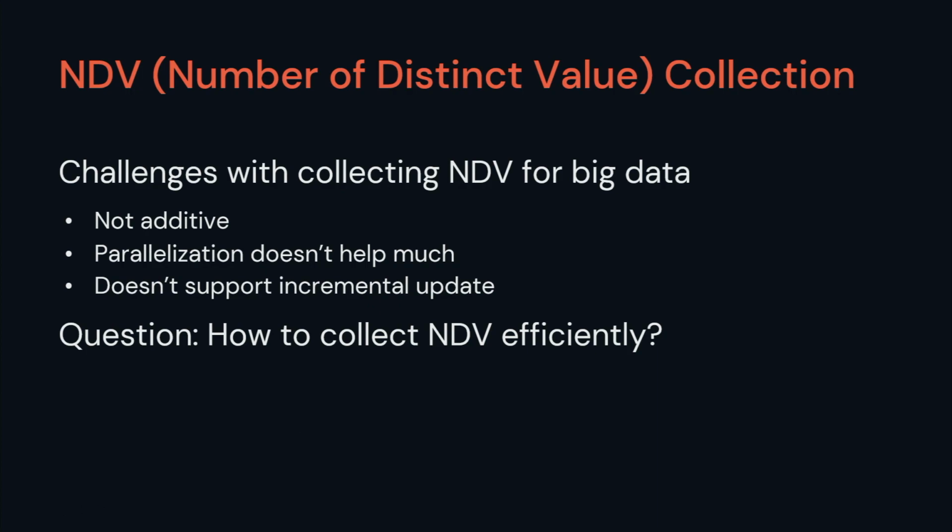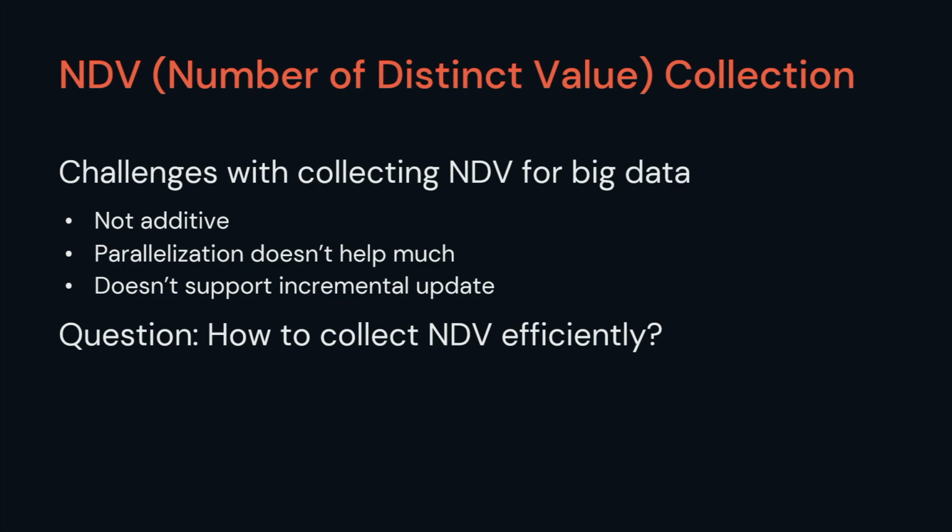In order to use cost-based optimization, another important statistic we want to collect is the number of distinct values. This number is very important for computing the cardinality of a join. It is actually quite challenging to get the number of distinct values for big data. The main reason is that the number of distinct values is not additive.